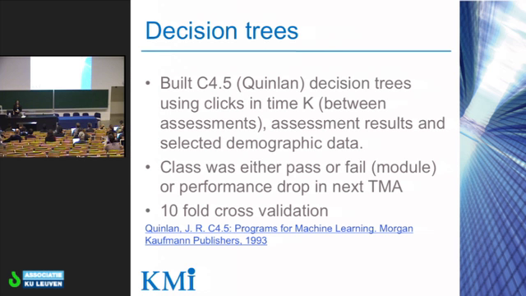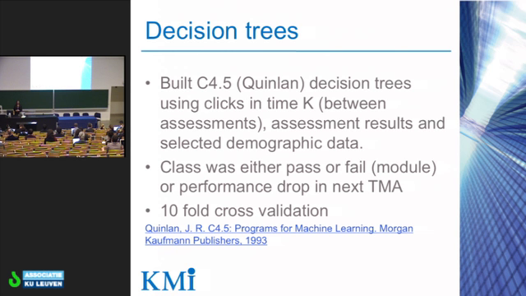The features we used to build the model were specifically the clicks in the time periods between the assessments, with different window sizes. So if we had window k equals 3, we would count the clicks at the time we were trying to predict, and in the 3 TMA periods before that. We used the assessment results, and at some point we also tried to add in some demographic data.